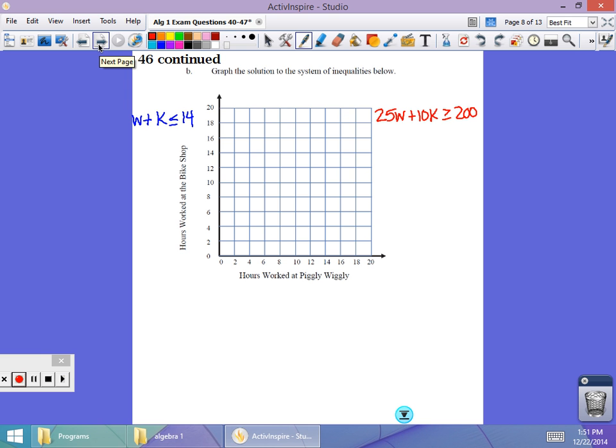46B, graph the solution to the inequalities below. For this one, I'm going to find the intercepts. Don't forget that on your graph, it is labeled for you very nicely. Hours worked at the Piggly Wiggly was our W. Hours worked at the bike shop was our K. I'll plug 0 in for W to solve for K.